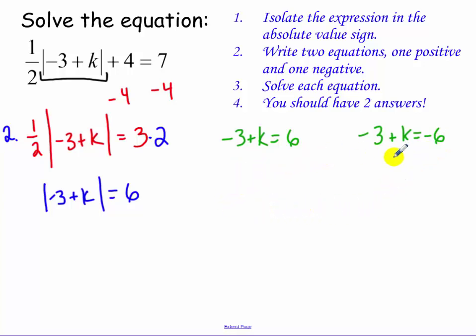So then we solve each one of those individual equations and we get k equals 9. And from this one, k is going to equal -3. So we have those two answers. And then if you plug those back in, those should both work in your equation to make a true equation.